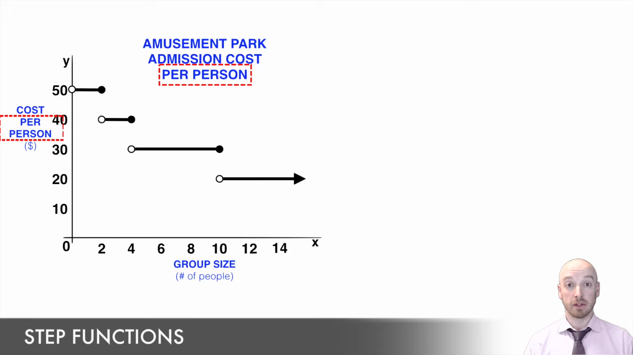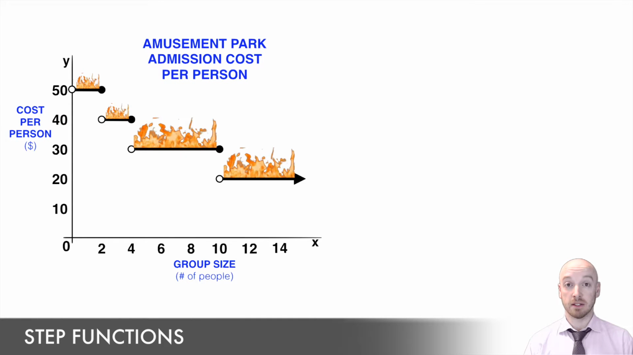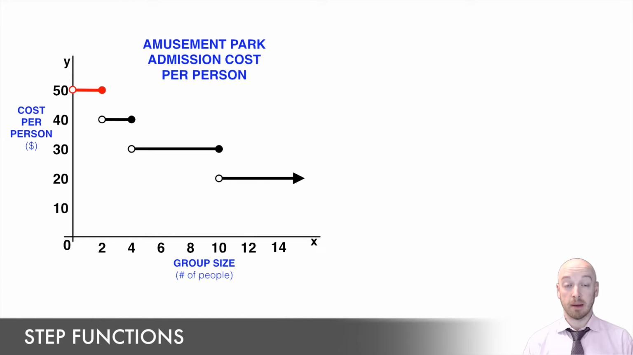Now notice how the graph looks here. I've kind of got a series of steps, a little mini staircase here to show the cost per person according to the size of the group. So now let's look at that first step here, the step that represents the cost per person for a group that ranges from 0 to 2 people. Now, of course, this step starts with an empty circle at 0 people. Of course, if you've got 0 people going to an amusement park, you can't have a cost of admission for nobody. So remember what the empty circle means. It means that we do not include that value in our function. So at 0, we don't have a value for y. There is no cost for no people.